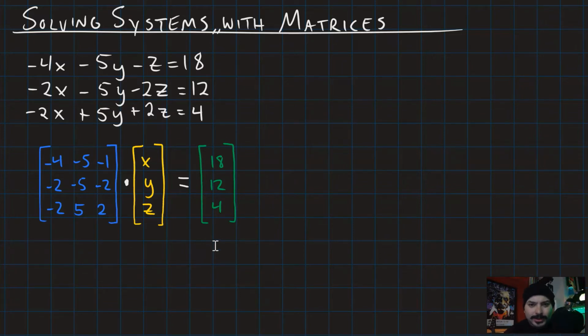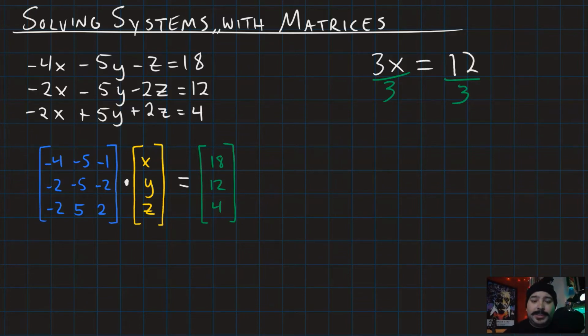Now, how do you actually use a matrix equation to solve for these variables? Well, in a way, it's similar to solving a regular algebraic equation. Let's take, for instance, the linear equation 3x is equal to 12. Now, to solve for x in an equation like this, you should know that you can divide both sides of your equation by 3.